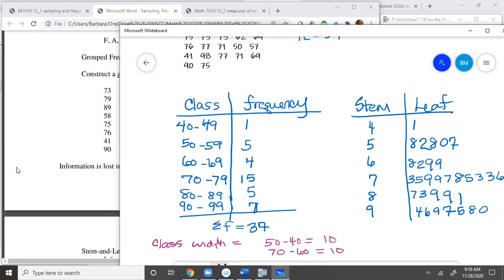You can also take the upper limits and do the same thing. So 59 minus 49 will also give you the class width. So there's lots of ways to find that.